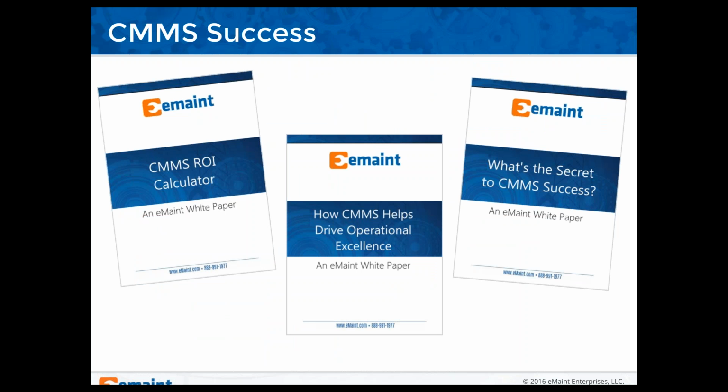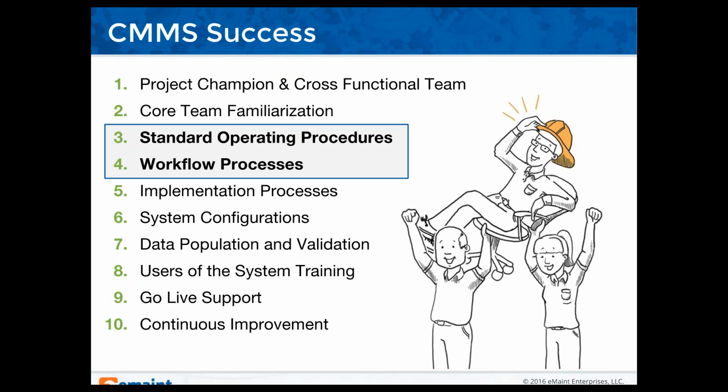And in the Secrets to CMMS Success, we outline 10 keys to success. Within the context of the 10 keys to success, our topic for today, standard operating procedures and workflow processes, are identified as key. And we'll have a look further at these. And we have an illustration of our old friend George here, for those of you who are familiar with eMaint and some of our visuals over the years. So George is a successful maintenance manager. He's implemented the keys to success, and somewhere along the line he's utilized SOPs and workflow processes in his journey.